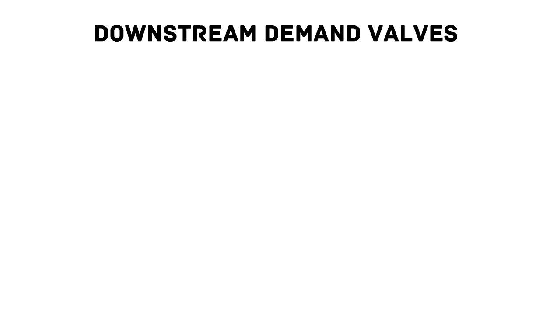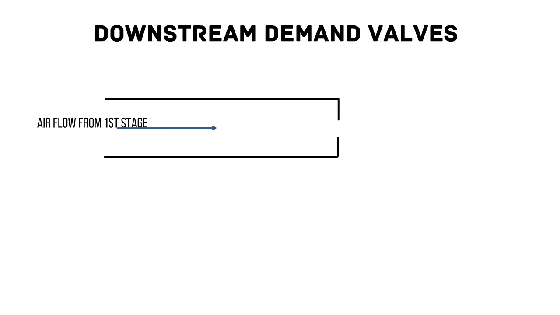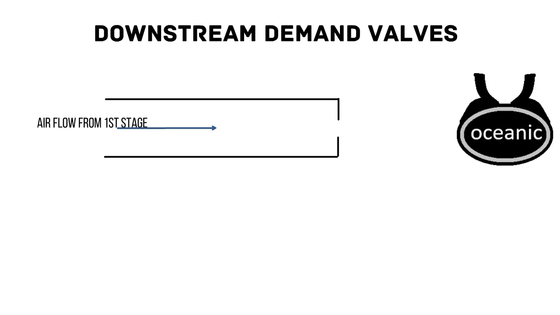Okay, I want to look at second stages, downstream demand valves. So the air comes from the first stage at an intermediate pressure above ambient, and that's the pressure at which it reaches the second stage. Now, what is a downstream valve, and why is it so important that it is a downstream valve?